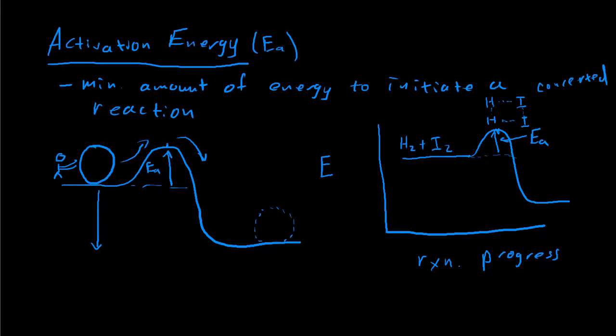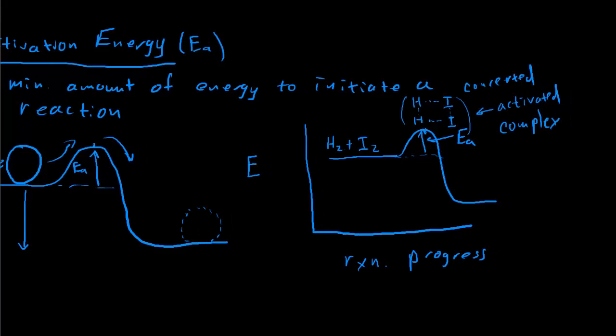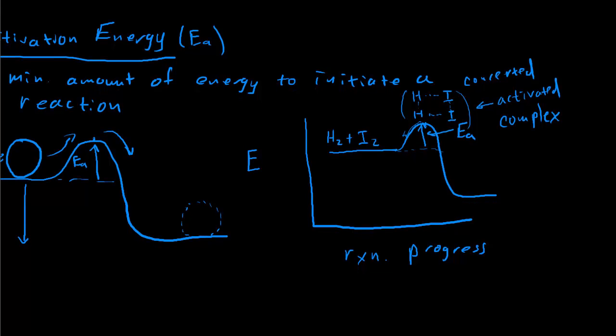So this arrangement of atoms here, this high energy arrangement of atoms, is sometimes called the activated complex. It's activated so that it can either go back this way and undo itself to remake the reactants, or it can move forward and form the products. So the products over here would be the 2 HI molecules. And they would be at lower energy.